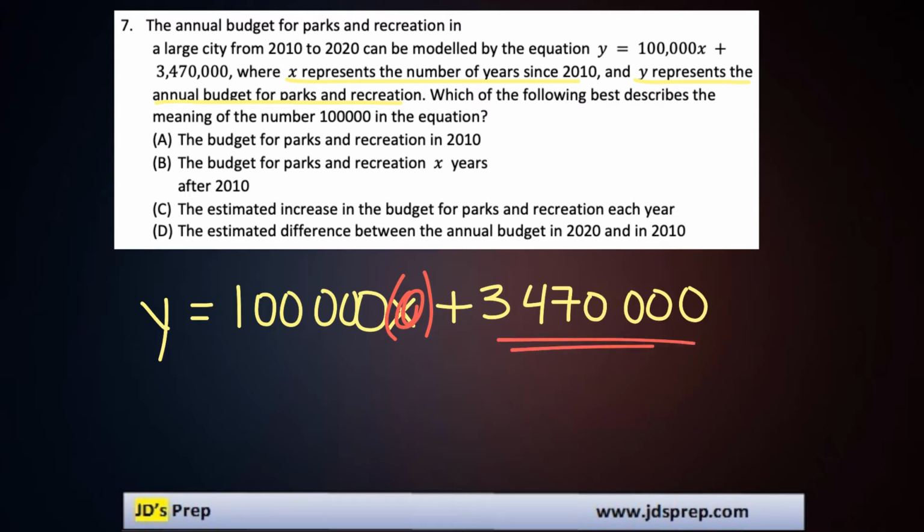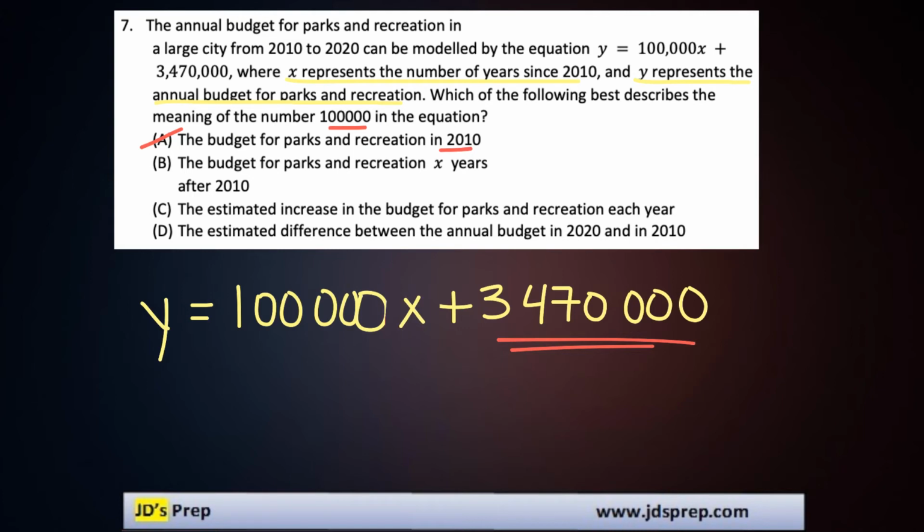And by doing that, we would get a budget of just 3,470,000. Based on that, we can conclude that A is not correct, because that states that the budget for Parks and Recreation in 2010 is represented by the number 100,000. That's not true. It would actually be 3,470,000 based on that equation and replacing x with 0.